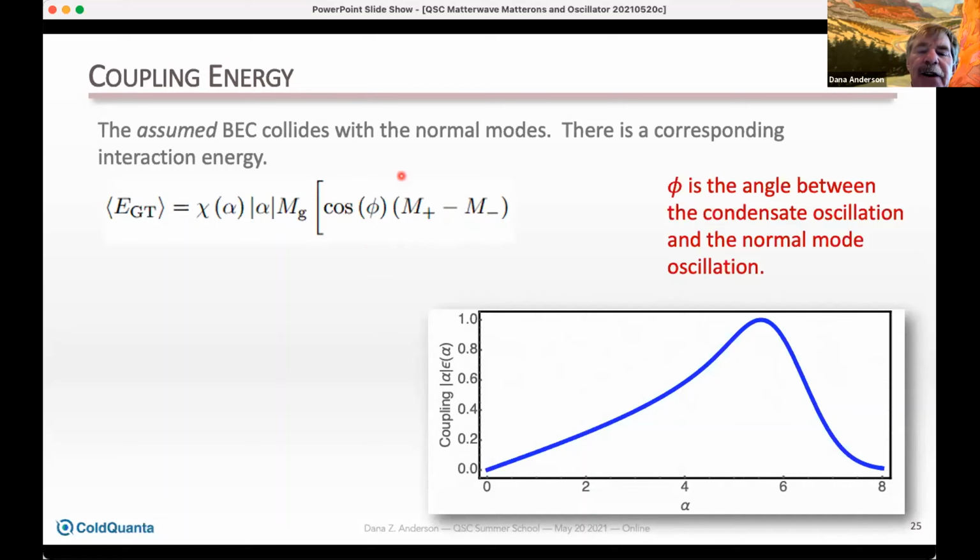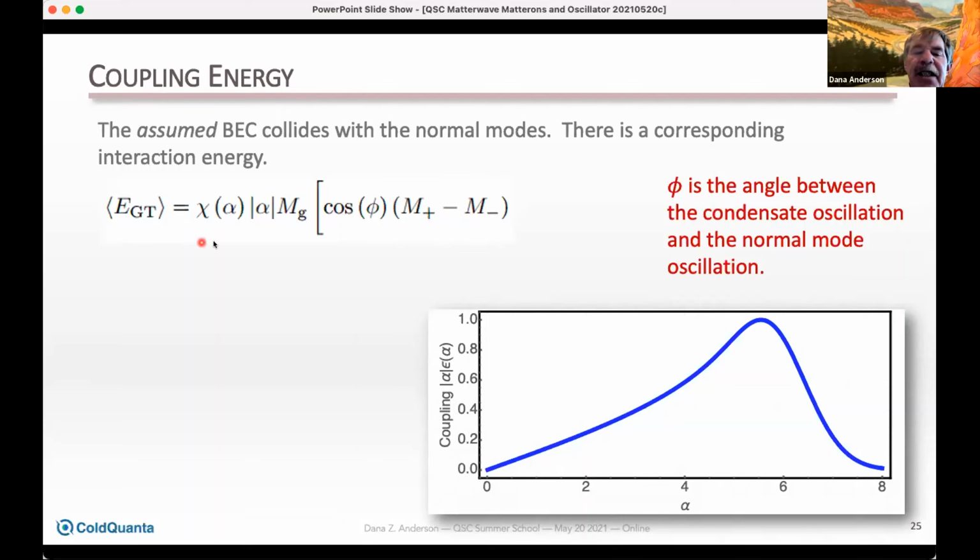And this cosine function is the relative phase between the oscillating condensate, which has a well-defined frequency, and I can think of it as having a well-defined phase, and something that's in the very definition of a symmetric or an antisymmetric mode, meaning that it oscillates either in phase or out of phase nominally with the condensate by definition.